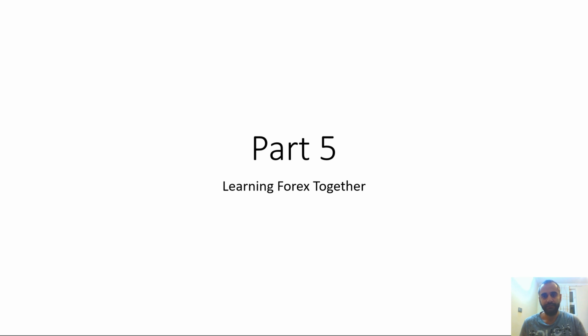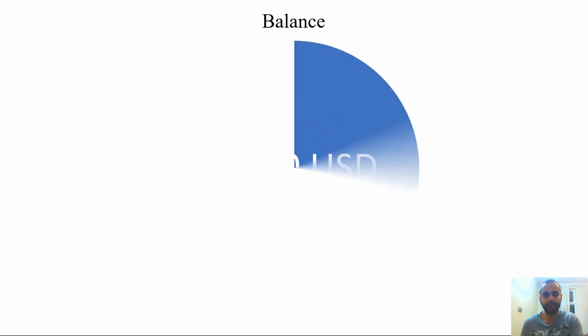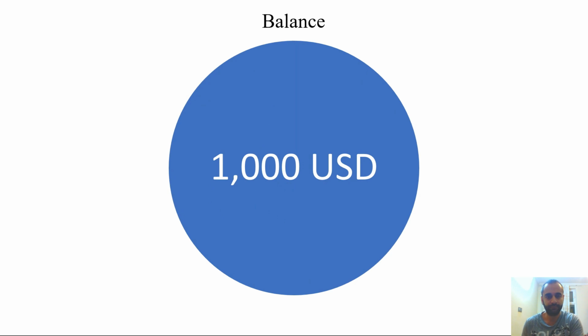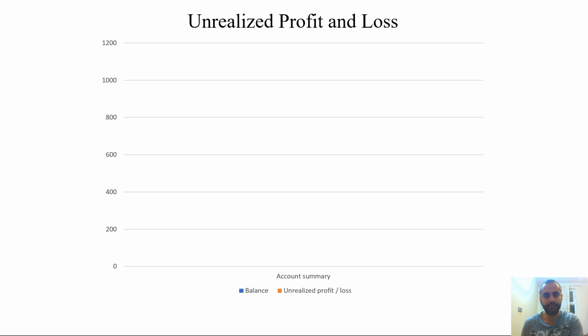In this part, I will discuss important metrics in our trading account. First, we start with the balance, which is simply the amount of money in our account. Next is unrealized profit and loss. This number shows the current profit or loss based on our active trades.